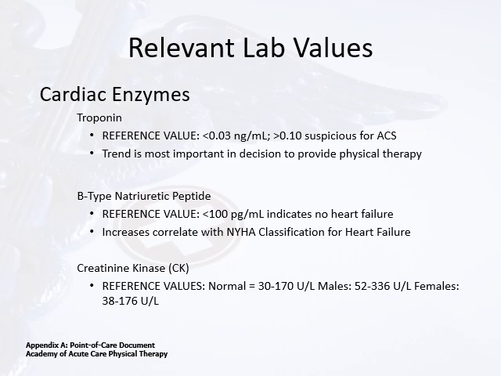The next lab value that's listed is B-type natriuretic peptide, also known as BNP. It's an amino acid peptide, and the major source of this is the cardiac ventricles. It's released in direct proportion to ventricular volume and pressure overload, and as a result, it's a strong predictor of heart failure. The reference value is less than 100 picograms per milliliter, and that indicates that the patient has no evidence of heart failure. Increases in this value tend to correlate with the NYHA classification for heart failure from 1 to 4.